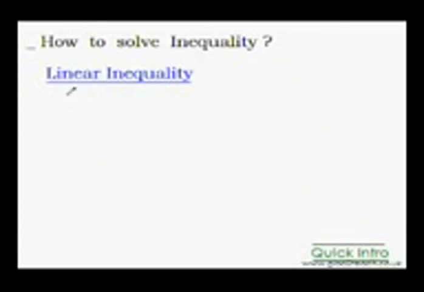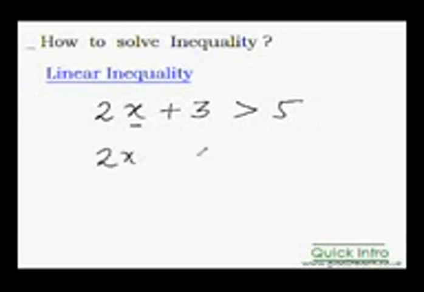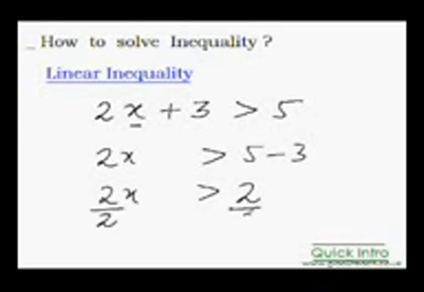So let's first find out how to solve a linear inequality. Just like you solve the equation, you take everything other than this x to the other side. So this plus 3, when it goes to the other side, will become minus 3. So 2x greater than 5 minus 3. So 2x would be greater than, what is 5 minus 3? 2. Now divide both the sides by 2 to get rid of this 2 from this side.